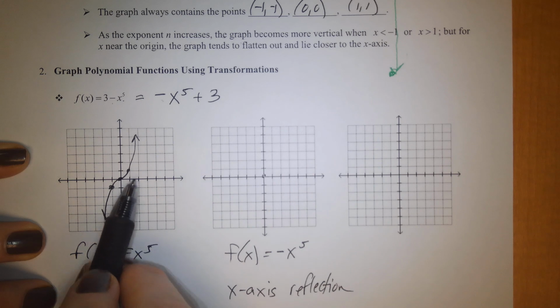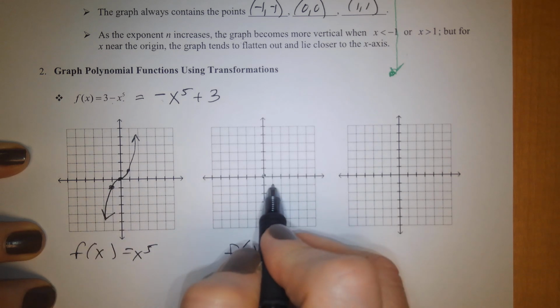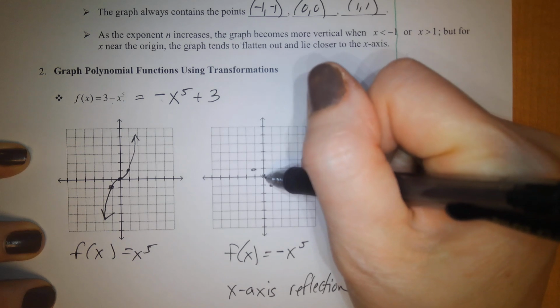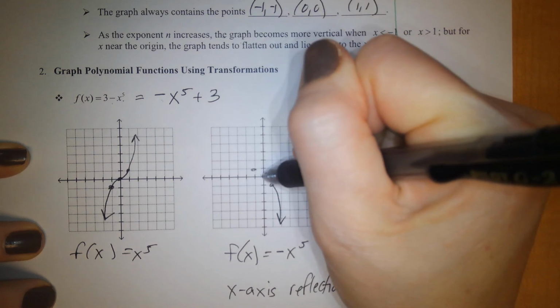So any of these points are going to reflect over the x-axis. So now my graph is going to look like this.